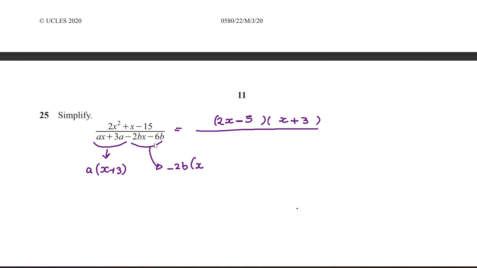Okay, then what do we do? We will put the repeated bracket first, which is x plus 3, then put in the other bracket the common factors, a minus 2b, like this. Do I have something to be crossed out? Yes, this. So 2x minus 5 over a minus 2b.